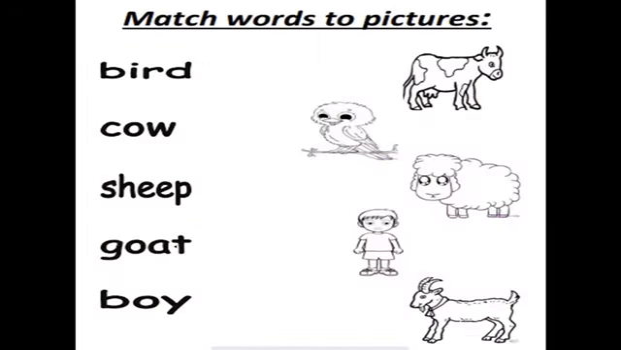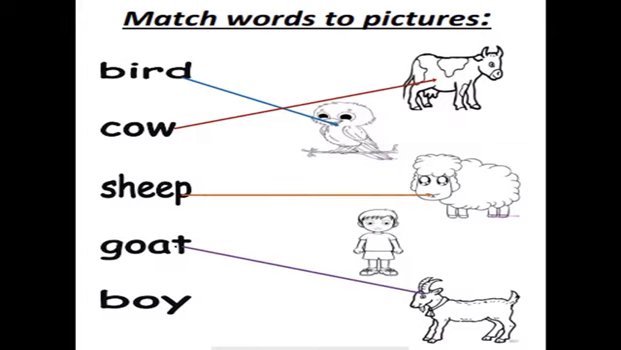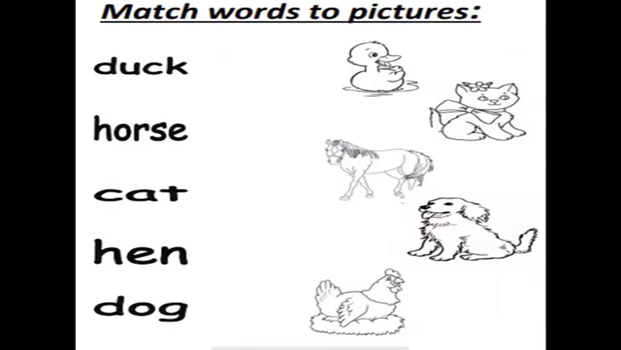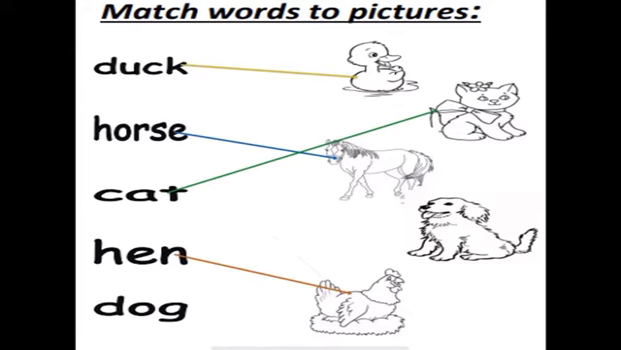Now, my friends, bird. We want to match it to bird. Cow to cow. Sheep to sheep. Goat to goat. Boy to boy. Well done, my friends. Now we want to match duck to duck, horse to horse, cat to cat, hen to hen, dog to dog.